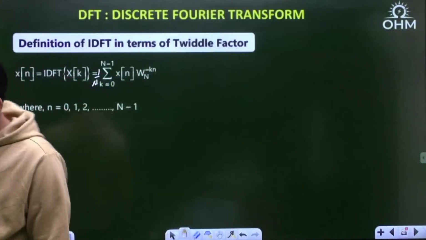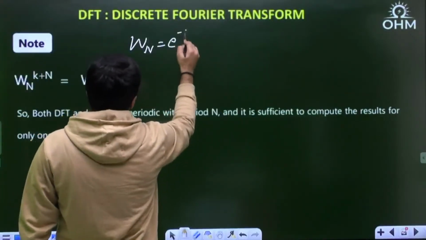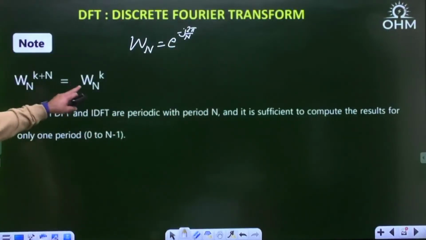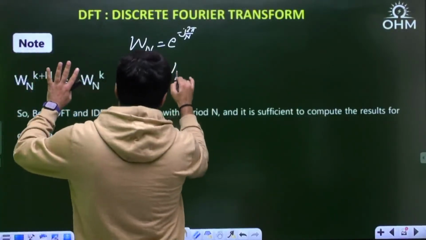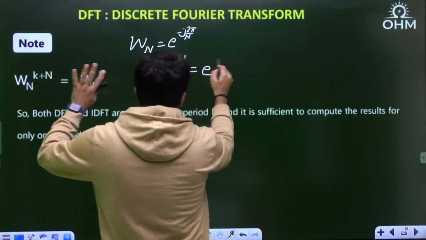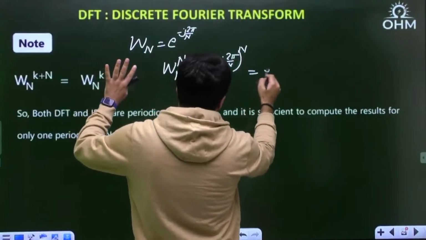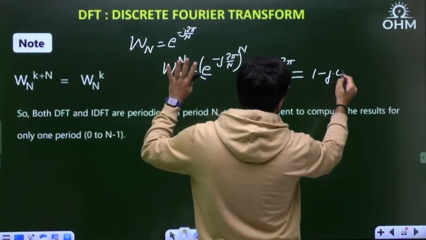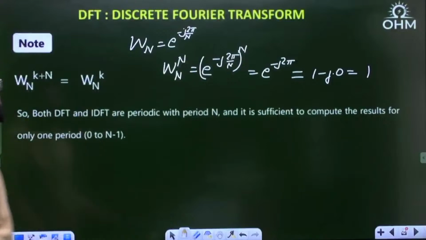Now, what is the twiddle factor? As I just told you, e raised to the power minus j 2 pi by n. Now if you separately write down only W power n, the power will multiply, and you are left with e power minus j 2 pi, which is cos 2 pi minus j sin 2 pi. Cos 2 pi is 1 and sin 2 pi is 0. That means it is equal to 1. So W power k can be written as W power k plus n, isn't it?